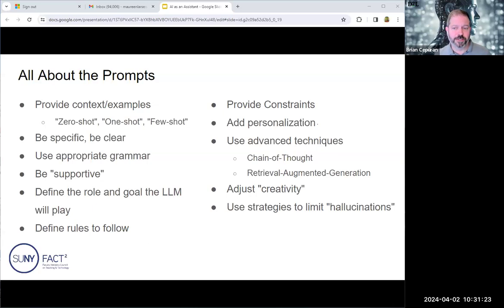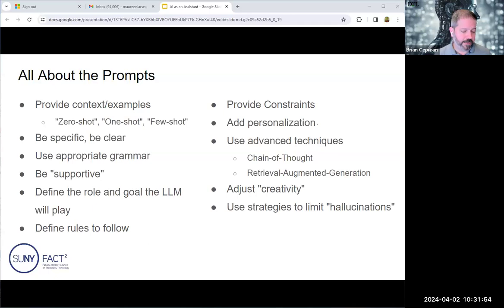It can be very helpful to define the role and the goal that you want the large language model to play. So that could be that you want it to play the role of a tutor, of a teacher, of a content creator, and that will give it a context for how it will respond. You want to define the rules that you want it to follow. So you want to be clear on what you want it to do, and if there are things that it must do, you want to make sure that those are called out specifically.